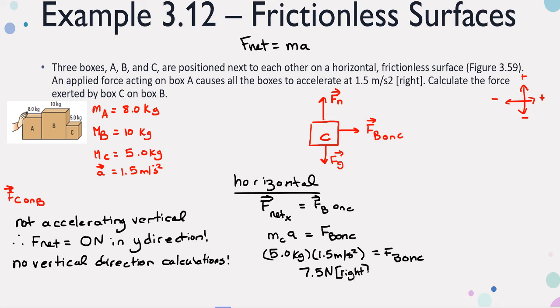Now, I know what you guys are thinking. This isn't quite what the question asked of us. The question asked of us, force exerted by box C on box B. And this is B on C. We need C on B. So we need the opposite reaction. They exist in pairs. So this is of the force pair F B on C is equal to F C on B. But this is happening in the opposite direction.